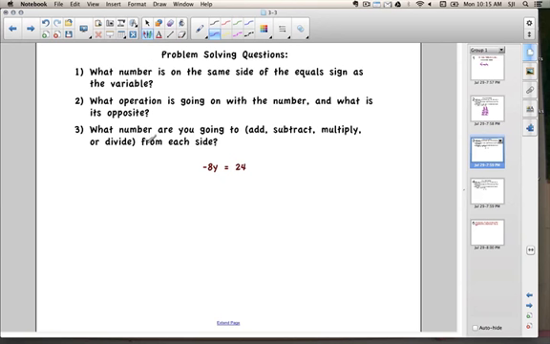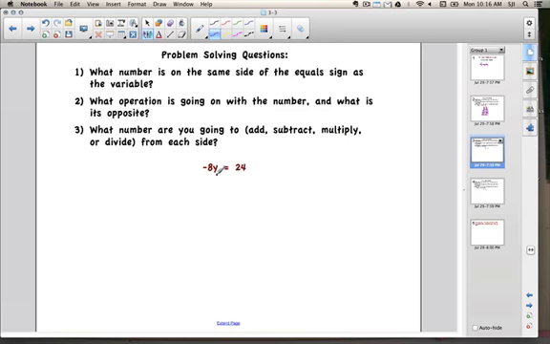Again, we have the same 3 questions, and our equation this time is negative 8y equals 24. So the first question is, what number is on the same side of the equal sign as the variable? Negative 8 is on the same side. What operation is going on with that number and what is its opposite? Well, since there isn't an operation sign between the negative 8 and the y, I know that's multiplication. And the opposite of multiplication is division. So what number are you going to add, subtract, multiply, or divide from both sides? You're going to divide negative 8 on both sides.